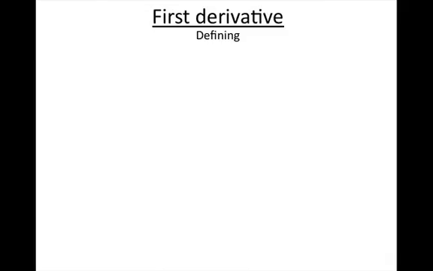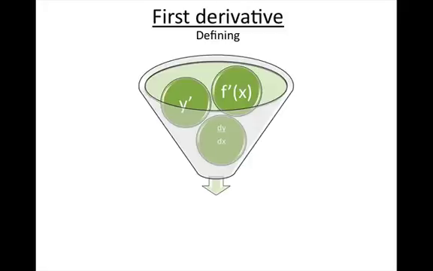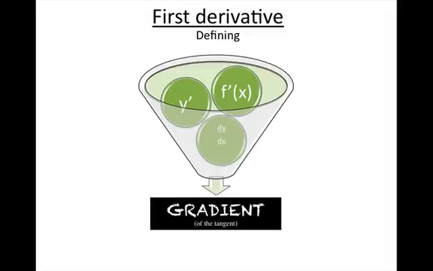So, let's start off by defining the first derivative. You've seen it referred to as y dash, f dash x, dy dx. They are all absolutely 100% interchangeable. It doesn't matter which you use. They all mean the exact same thing. And ultimately what they all mean is they are talking about the gradient, or more specifically the gradient of the tangent.